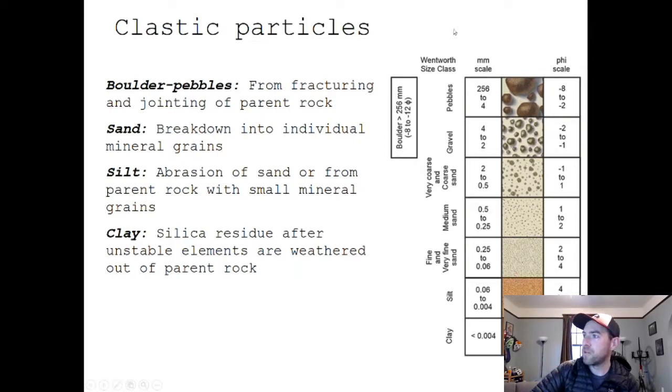And we define these particle sizes by what's called the Wentworth scale, which is shown here, okay? And this will come up throughout the course and probably throughout much of your geologic career, and we define them based on very specific size intervals here, and those intervals are given here on the millimeter scale.